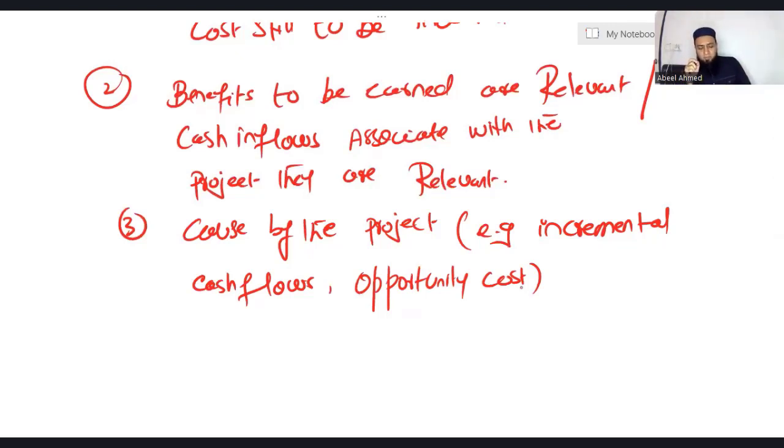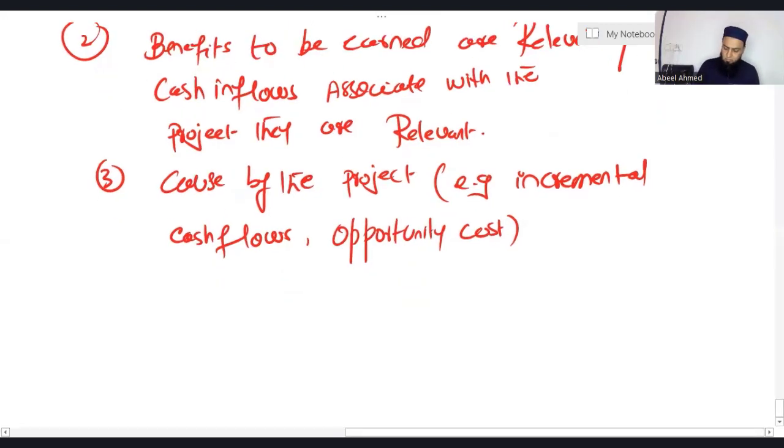So the third concept, the basic rule, is very, very important. It's critical: caused by the project. Either it is inflow or outflow, whatever it is, it has to be because of the project. If it is caused by the project, then obviously it is relevant. Now, another important concept relating to the relevant is, what is that? That is by definition.